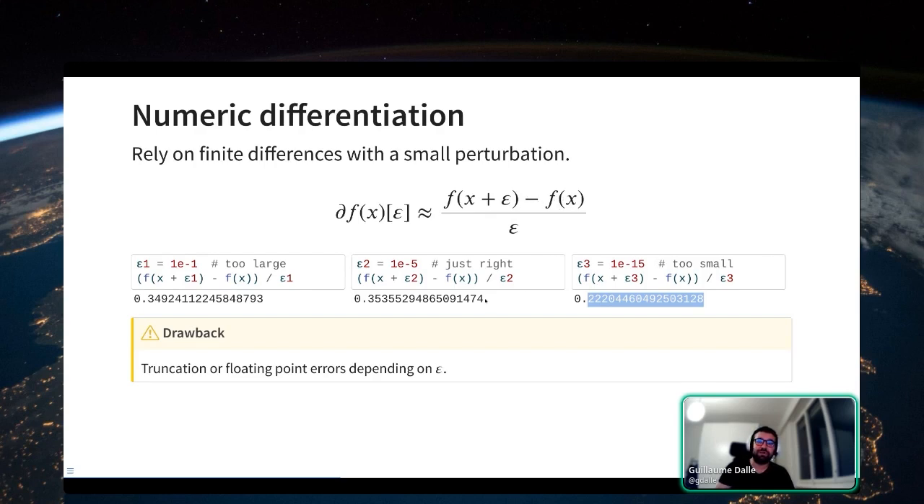So this is a tricky problem, and the right choice for epsilon depends on the function that you're computing and on the specific precision that you're aiming for. So you have truncation or floating point errors here. And in addition, it can be rather slow, but we'll get back to that.